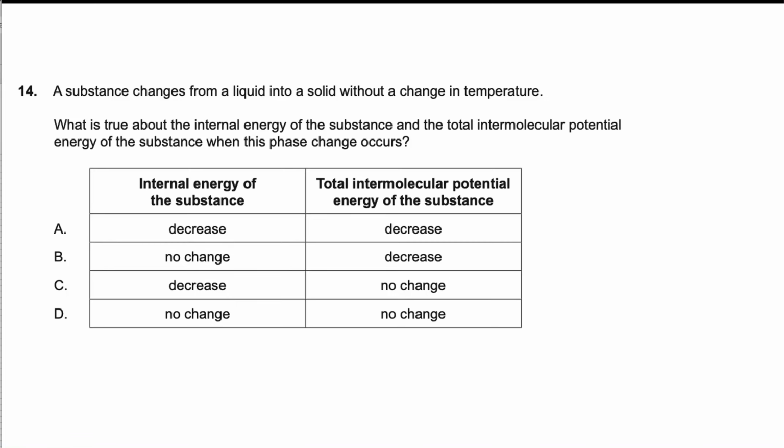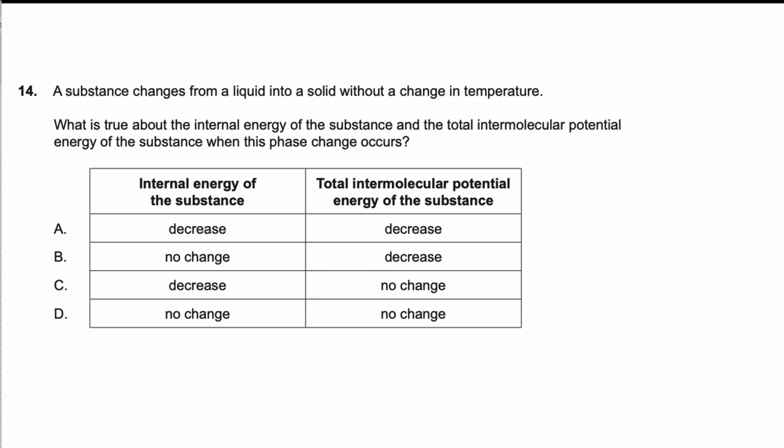All right, we've got a question here about internal energy and total intermolecular potential energy. And notice here we're going from a liquid into a solid. What we want to do is determine which one's changing and how. As ever, hit pause, try the question, and when you're ready to see an explanation, press play.